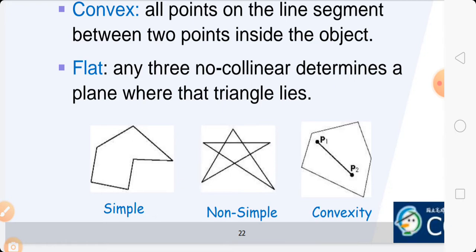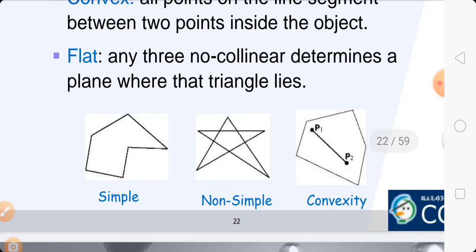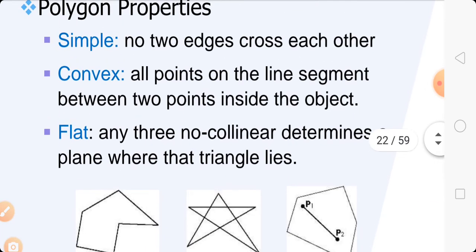So this is the example you can see here to understand the simple, convex and flat types of polygons. The first figure shows the simple polygon, meaning no two edges cross each other. And convexity: this is the line segment P1 and P2. All points on the line segment between the 2 points are inside the object.